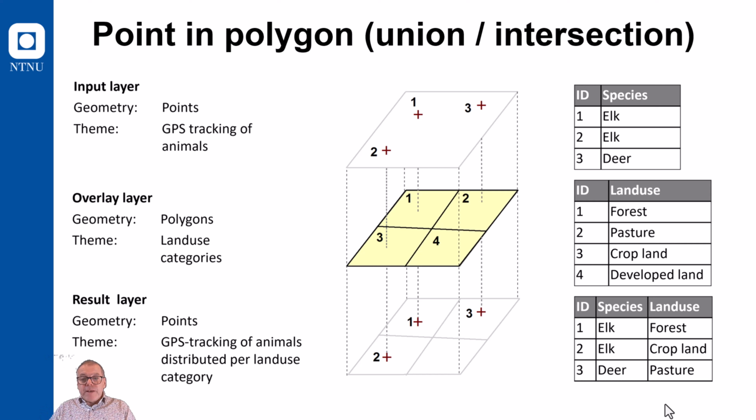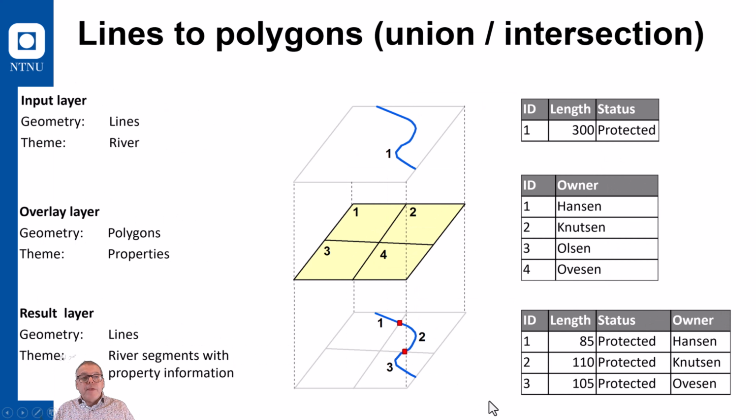So we are integrating here the information in 2 attribute tables. So the points are sort of taking with them the area information they cross. A similar thing happens when we have lines to polygons, and again the 2 input layers here have the same geographical extent, so a union and an intersection would provide again the same result.